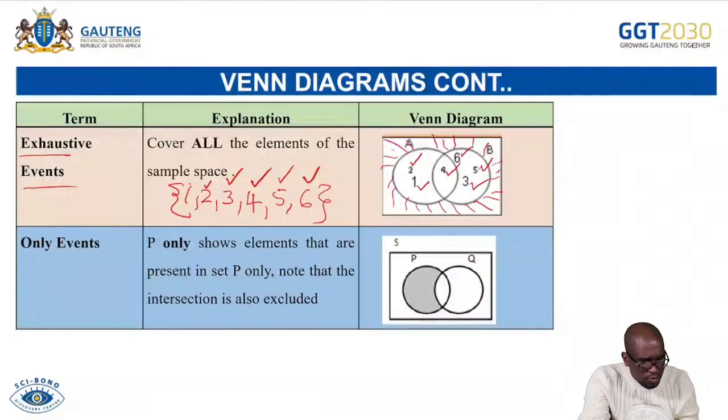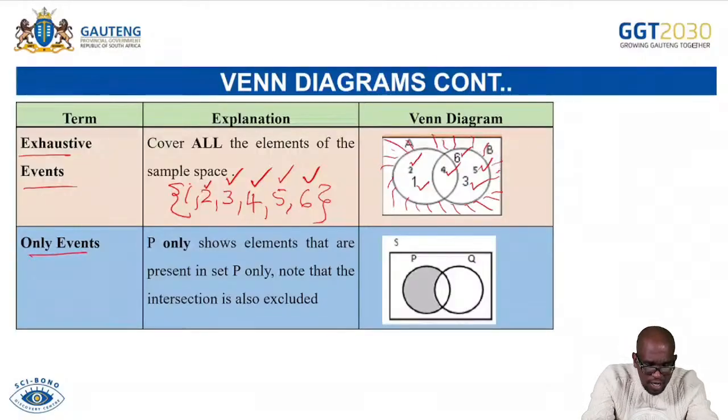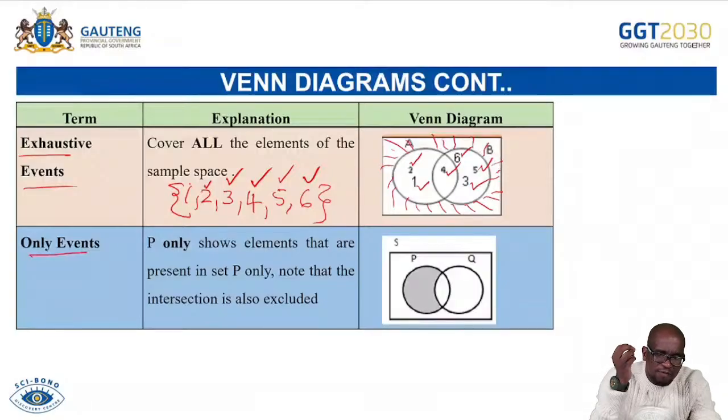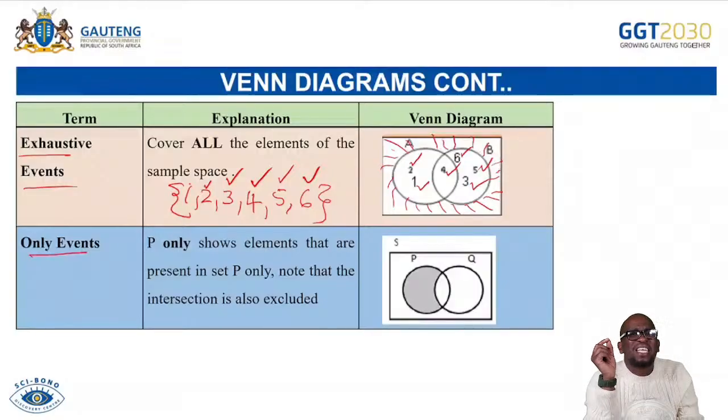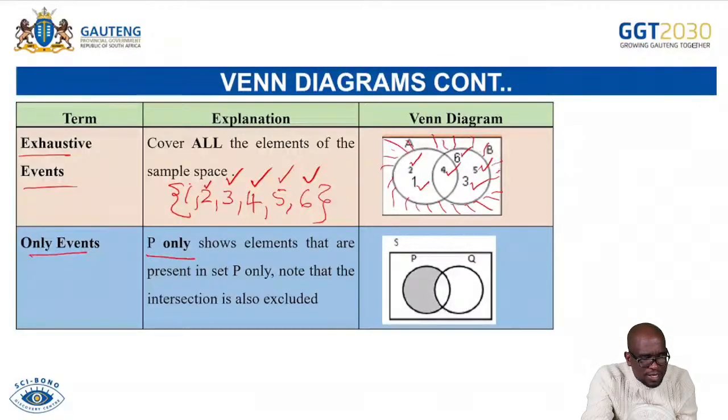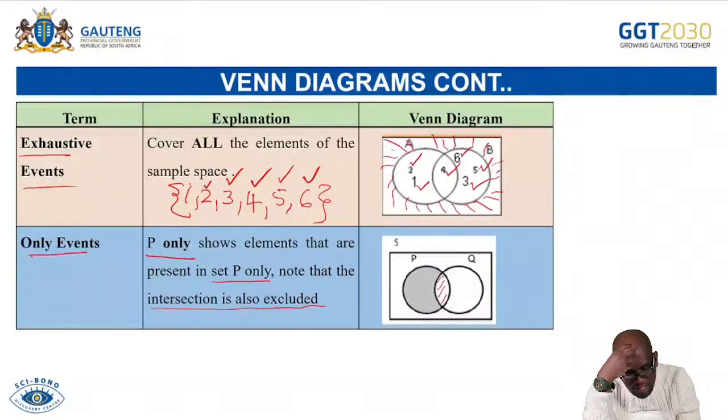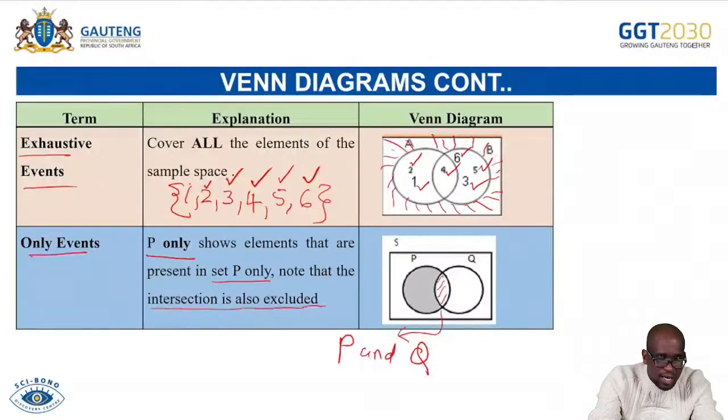And then from there, we are looking at only events, all right? When we are looking at only events, we are looking at an event that represents the elements that are in that specific set. If we are saying P only, it will show elements that are present in set P only. Note that the intersection is also excluded. We are excluding this area here because we are saying P only, and this area here represents P and Q.